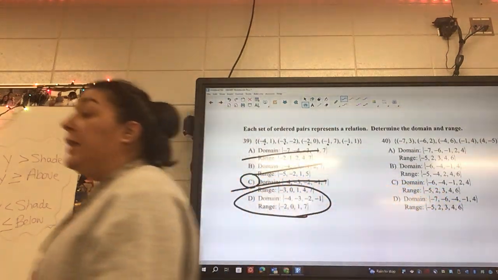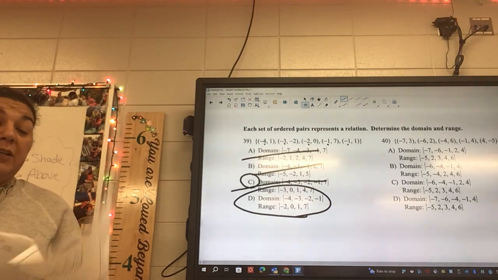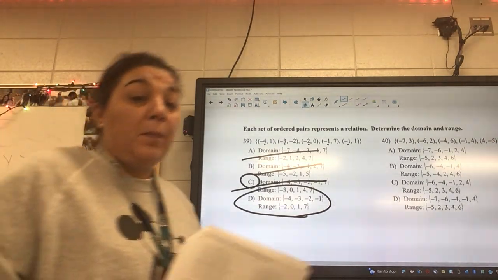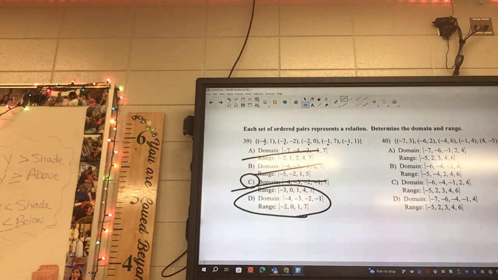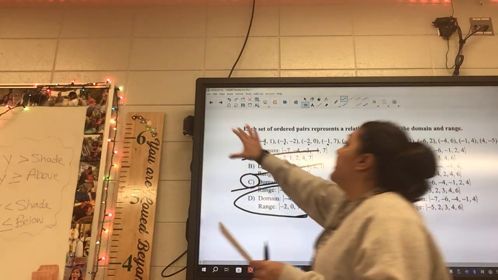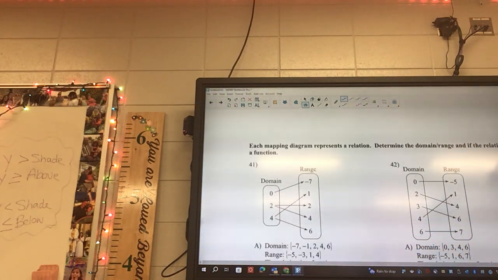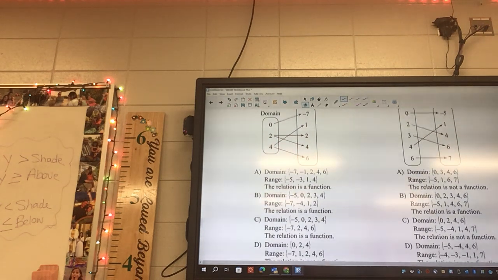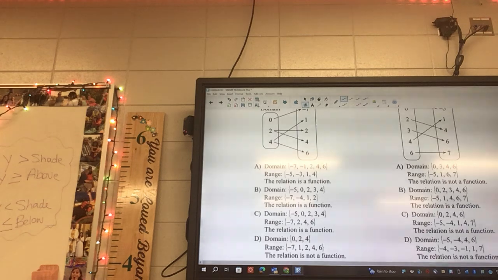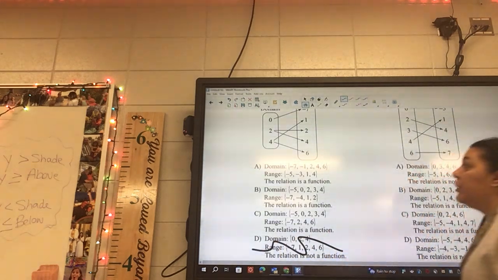Okay, so on these ones, because they're multiple choice, double check to make sure all the numbers match up, double check, check again, because it's easy to think something when it's not. Okay, 41. Do the x's repeat? Yes. Which one repeats? The 2 repeats. So is this a function? No. Okay, so we can cross off D for sure.